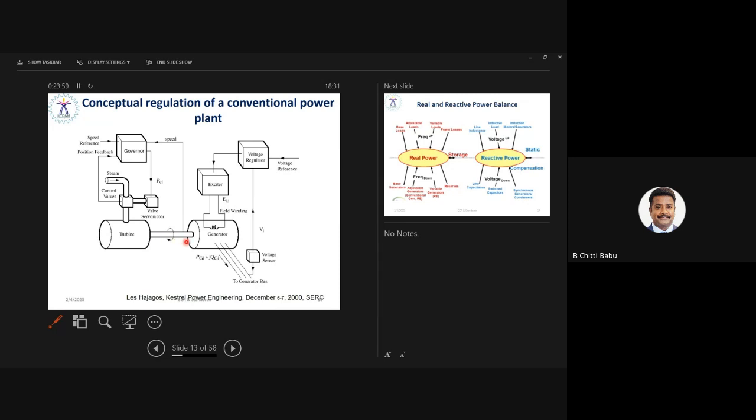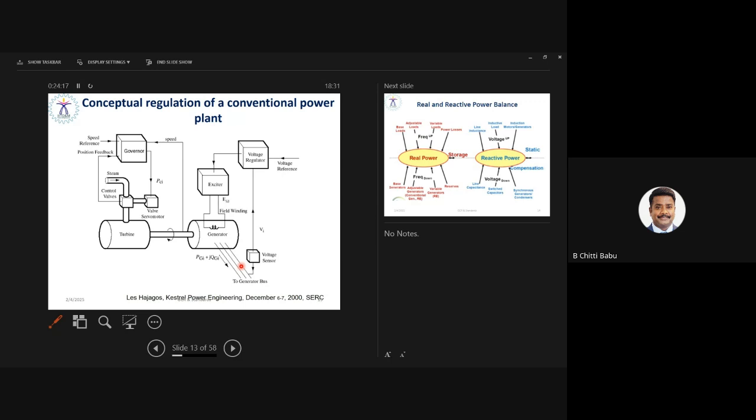So by regulating the mechanical power output, you are able to maintain the frequency constant from the generator side. This is the way the centralized power plant is able to control both the voltage as well as the frequency. So we don't face any difficulty in power system reliability or security. That may be the case of the problem.